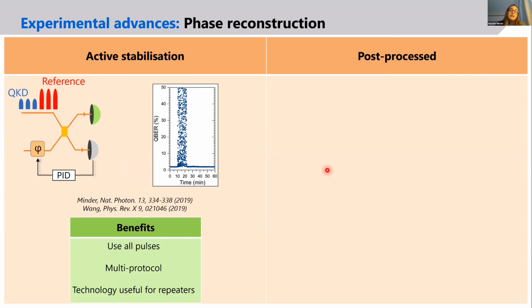The good thing about this approach is the fact that every pulse is used. So every successful measurement at Charlie will be useful because the pulses are stabilized, so you don't need to waste anything. Also, it is multi-protocol, so it is efficient for all the protocols. There are no penalties for certain protocols. And it is also a technology that could be very useful for repeaters later on. It's good to look into it.